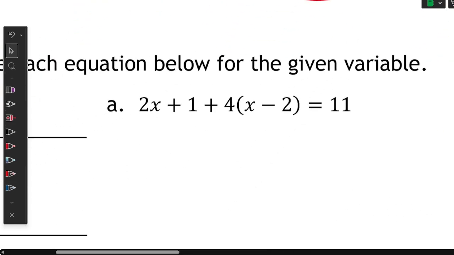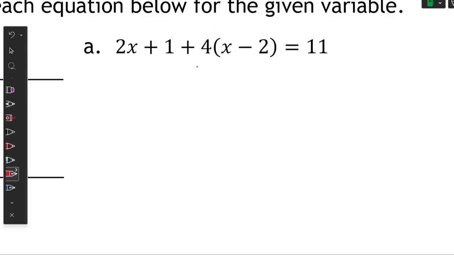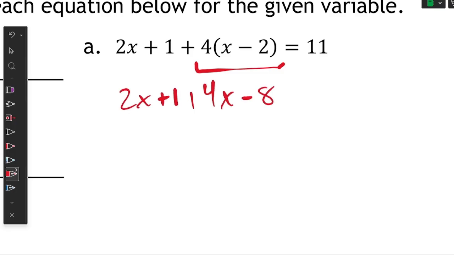Next question. Solve each equation for the given variable. I always recommend doing a check. So I'm going to rewrite this portion of the equation. This is going to become 4x minus 8. And then don't forget I have a 2x plus 1 plus that 4x minus 8. And then on the other side, it's equal to 11. If I combine my like terms, I've got 6x, and then that's going to be minus 7 is 11.